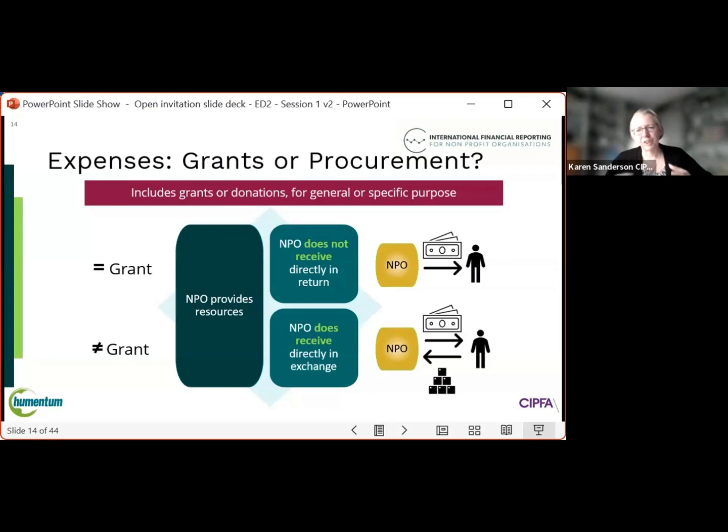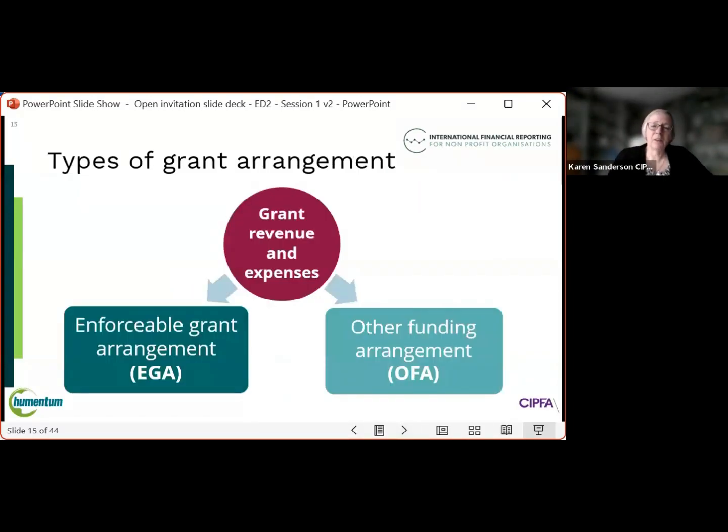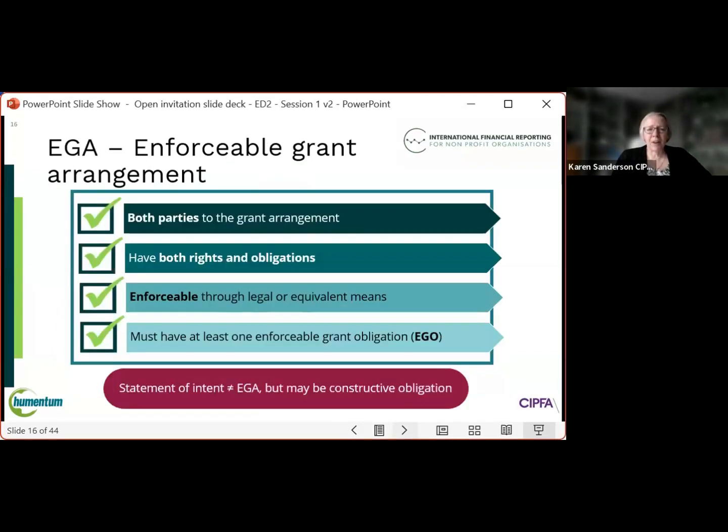And you have to look at the different circumstances, but the really important thing in there is that you don't get something of equal benefit back in return in terms of what you're doing. So in the proposals for both grant revenue and grant expenses, we talk about two types of grant arrangements. We talk about an enforceable grant arrangement, an EGA, and we talk about an other funding arrangement, an OFA. Next slide, please.